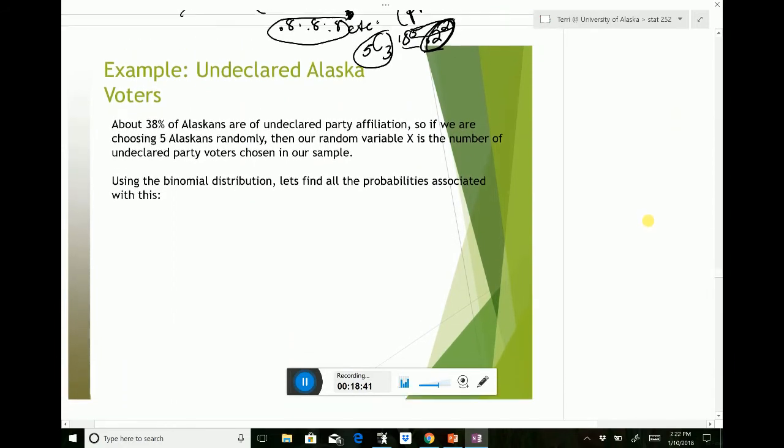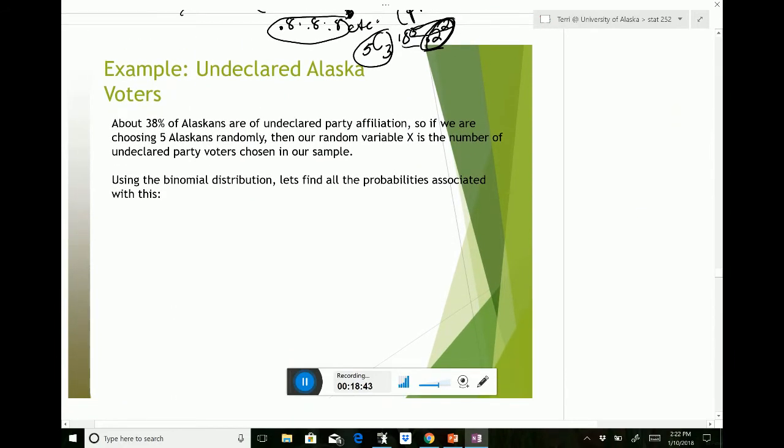So 38% of Alaskans are undeclared party affiliation. So if we're choosing 5 Alaskans at random, I'm going to assume that the state of Alaska has a fairly decent population. It's what, 700,000 or so now? Then our random variable X is the number of undeclared party voters chosen in our sample. Using the binomial distribution, let's find out all the probabilities associated with this.